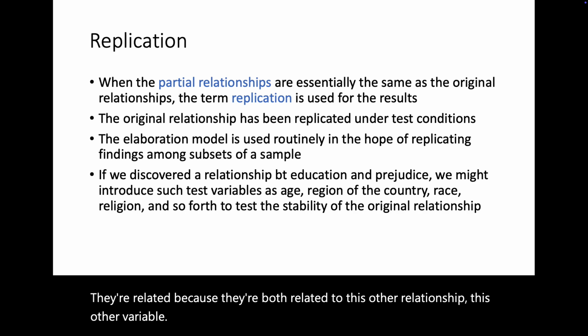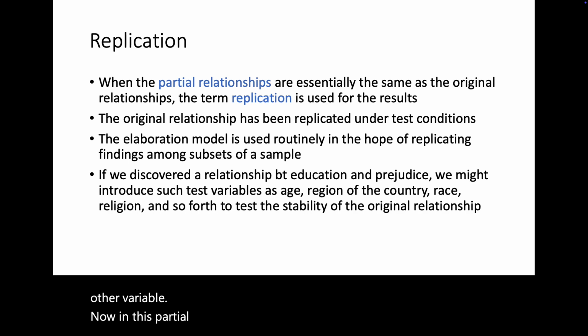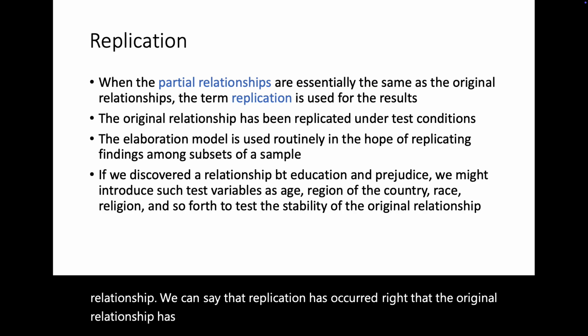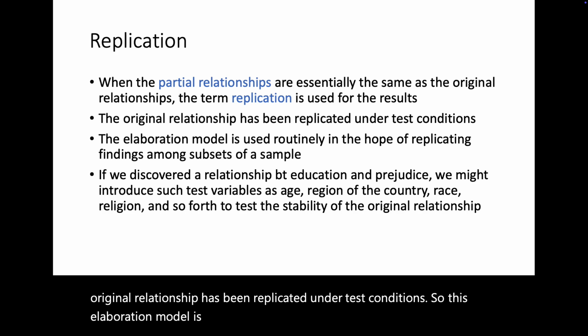Now, when this partial relationship is essentially the same as the original relationship, we can say that replication has occurred, right? That the original relationship has been replicated under test conditions. So this elaboration model is used routinely in the hope of replicating findings among subsets of a sample.